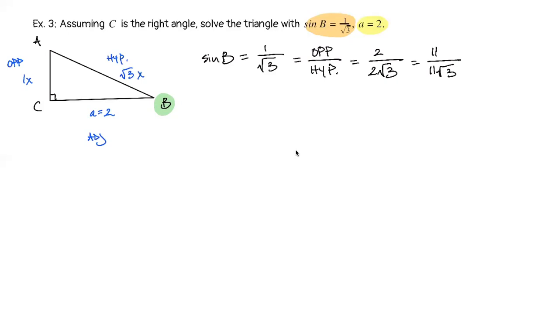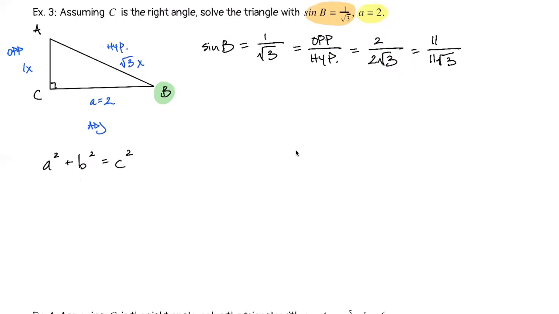So, once we have 3 sides, we can always go back to this idea of a squared plus b squared equals c squared. We can always go back to the Pythagorean theorem to help us with 3 sides of a triangle. So, what can I plug in for little a? Well, the question gave me a value, right? It gave me 2. So I'm going to go ahead and plug in 2 for little a. What can I plug in for little b?